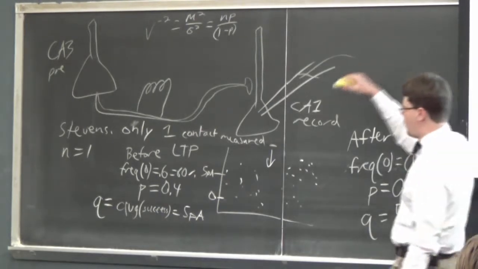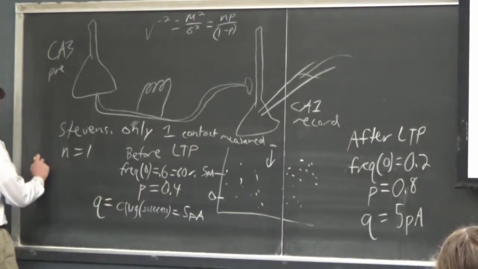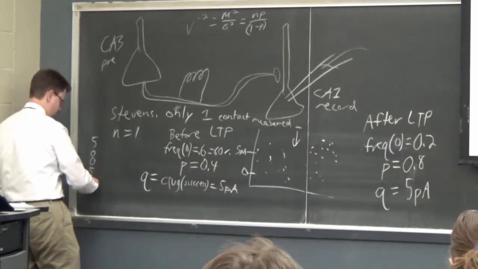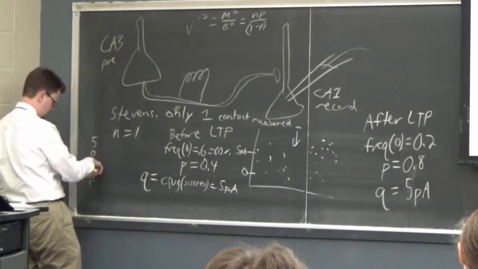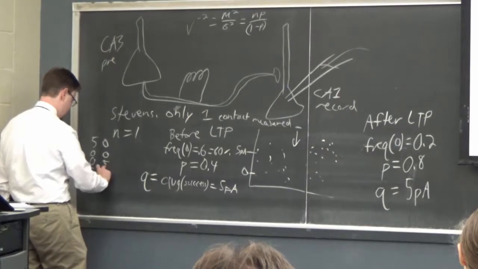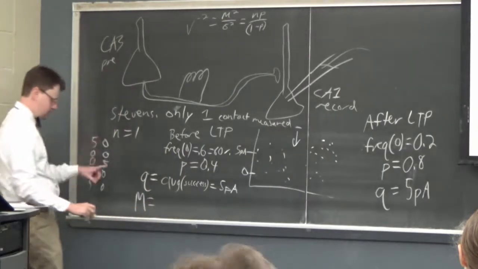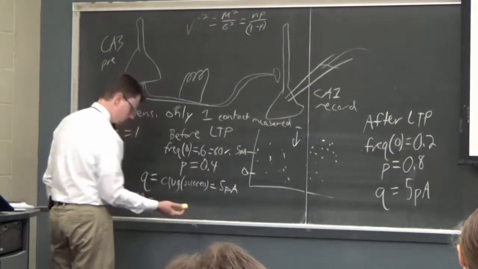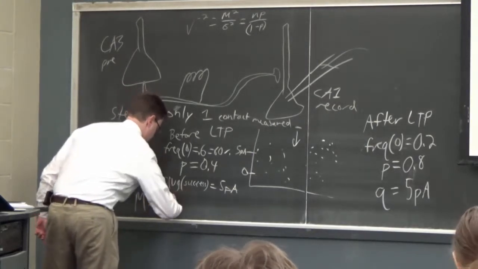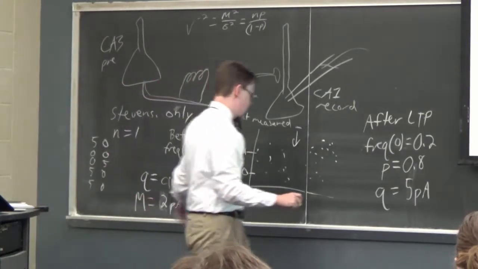And so over here, essentially what we've got is a list of 10 numbers that are 5, 0, 0, 5, 5, 0, 0, 5, 0, 0. And so our overall mean of all of that is 20 divided by 10, yeah, 2 picoamps.